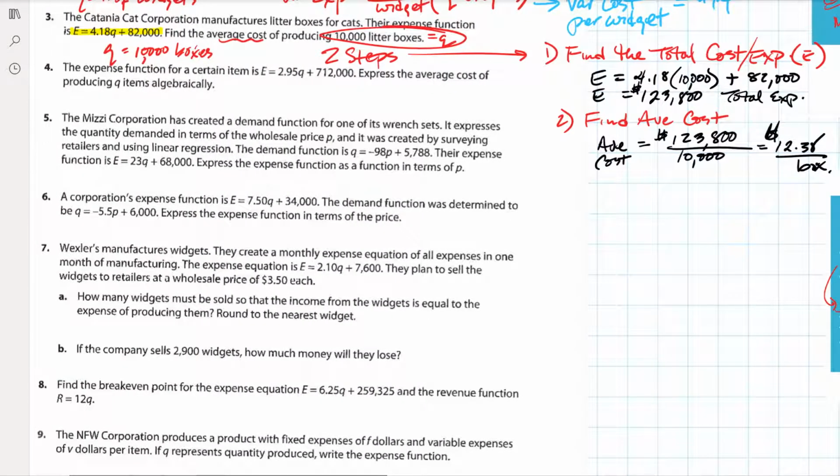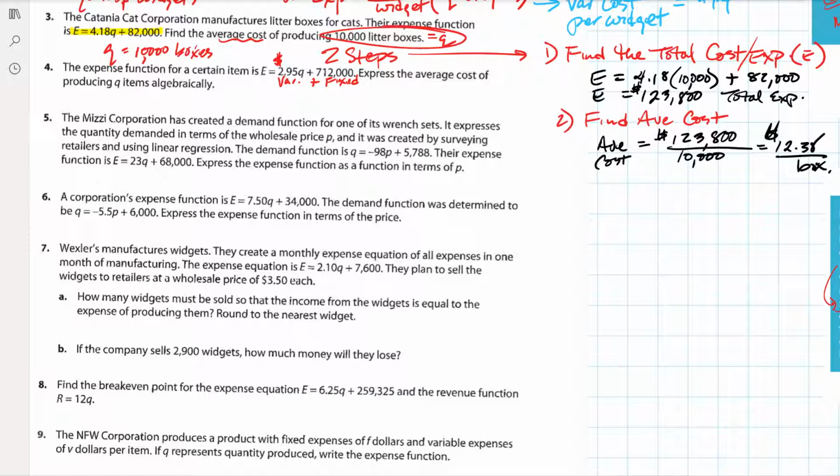Number 4. The expense function for a certain item is given by E equals 2.95 times Q plus 712,000. So you've got your variable expense plus your fixed expense. Just keep that in mind, it's always variable plus fixed. The cost of an item is $2.95, these are in dollars, and the fixed expenses are $712,000. This is the expense function for this business situation.